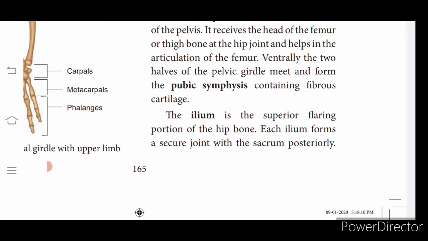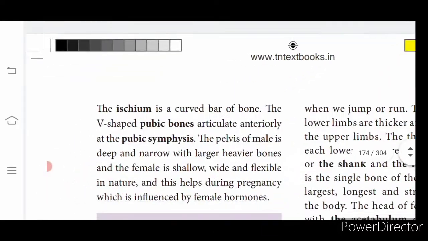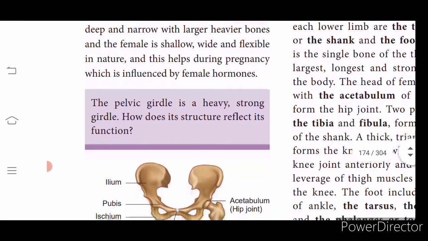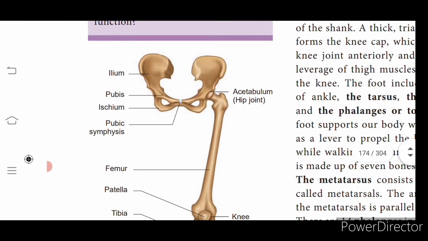Ventrally, two halves of the pelvic bone meet to form the pubic symphysis containing fibrous cartilage. The ilium is the superior flaring portion of the hip bone. Each ilium forms a secure joint with the sacrum posteriorly. The ischium is a curved bar of bone. The V-shaped pubic bones articulate anteriorly at the pubic symphysis. The pelvis of the male is deep and narrow with large, heavier bones, and the female pelvis is shallow, wide and flexible in nature. It helps during pregnancy, influenced by the female hormones.